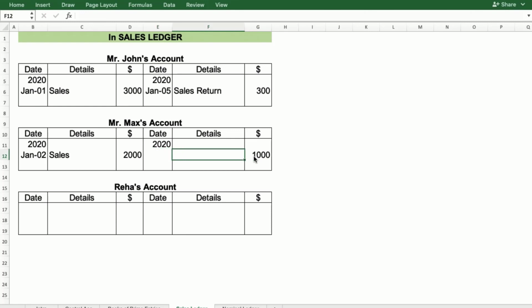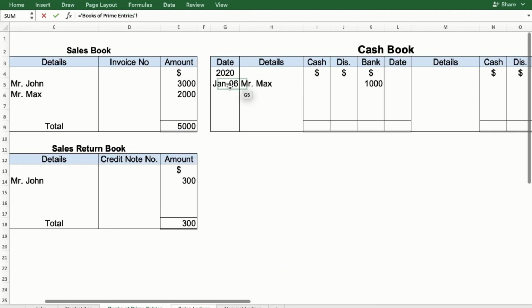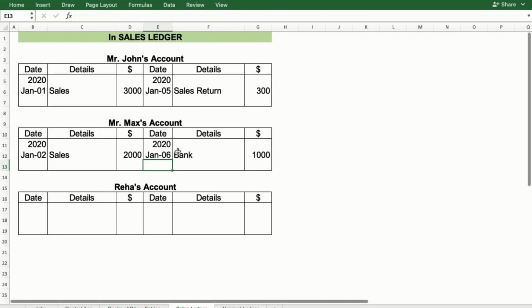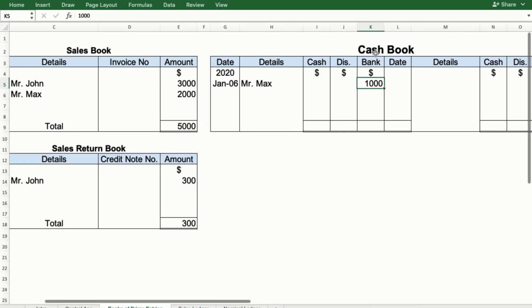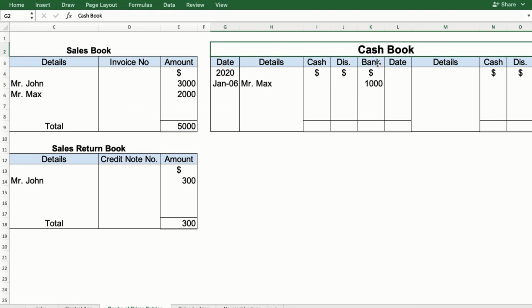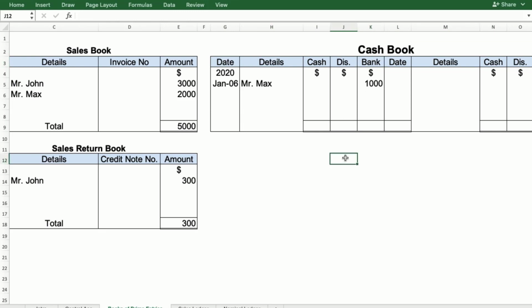And we got the money through check. So in the detail column I will write bank. And the date of the transaction was Jan 6th. So we have done posting in Mr. Max's account. Now the next posting will be in the bank account, which is already done in the cash book, and this is the bank column, basically representing the bank account. So we need not do the posting in the bank account separately.